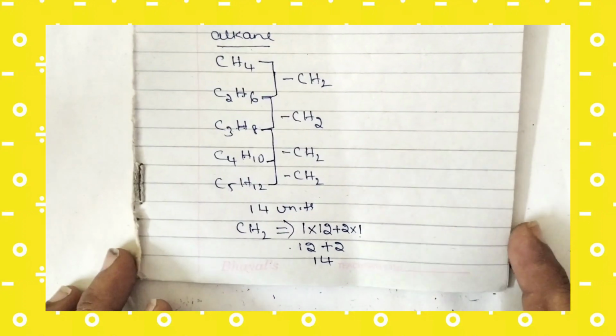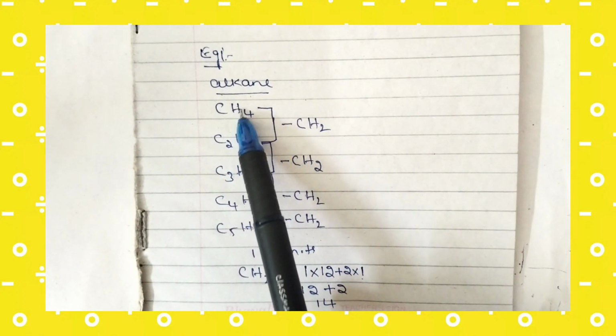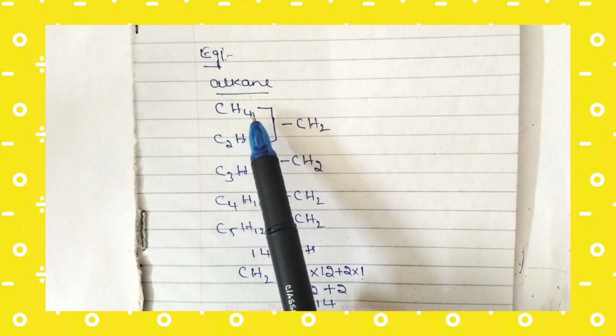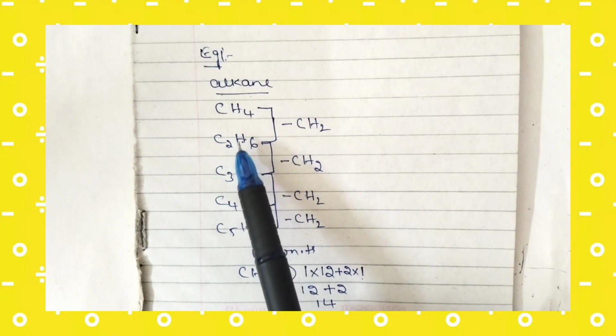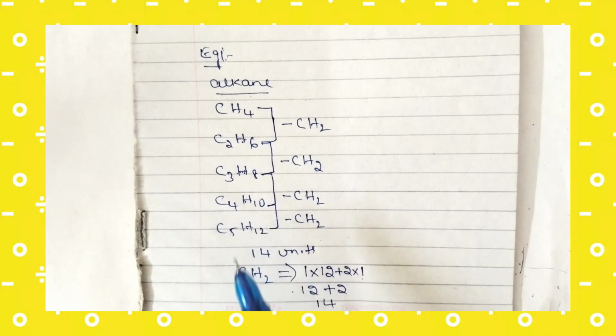How many units is the difference between methane and ethane? 14 units. The difference between ethane and propane is 14 units. Between propane and butane is 14 units. Between butane and pentane is 14 units.